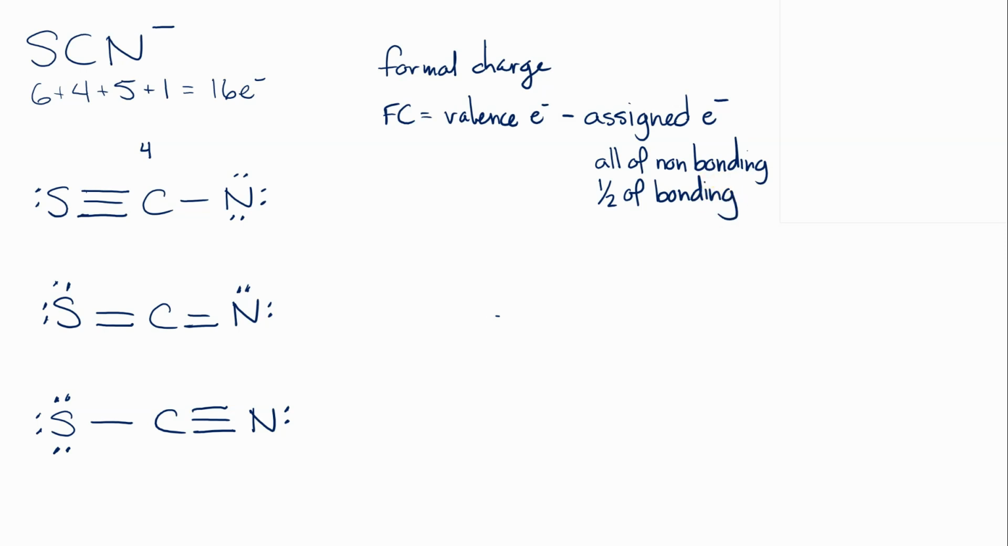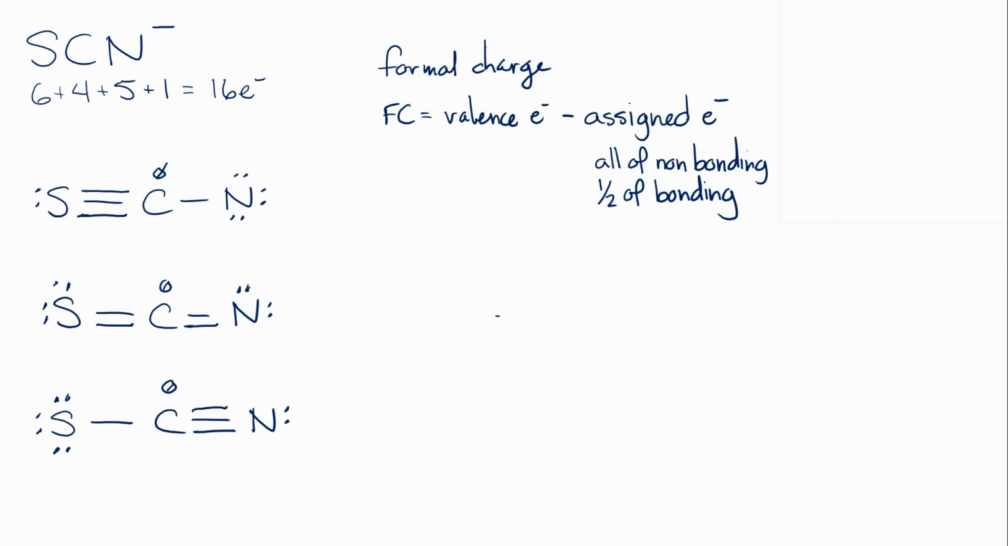So in this case, carbon has no non-bonding electrons, and it has 2, 4, 6, 8 bonding electrons. Half of that is 4. 4 minus 4 is 0. So in this case, carbon has a formal charge of 0. And it has a formal charge of 0 in each of these structures. In each case, 4 valence electrons. That will always be the case for carbon. But 4 assigned electrons, half of 8 bonding electrons.